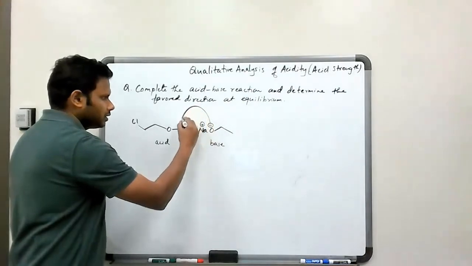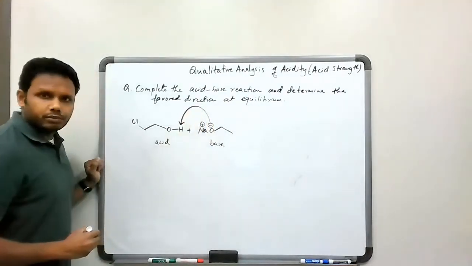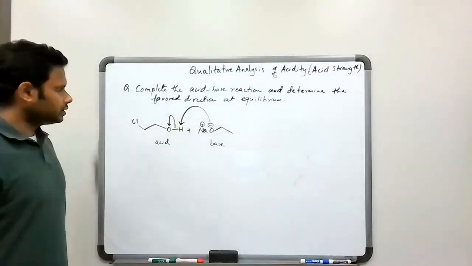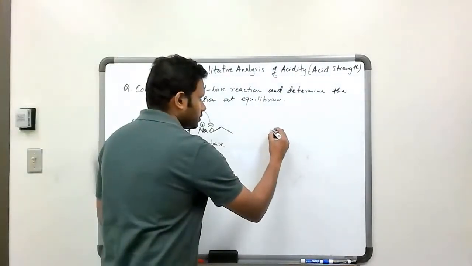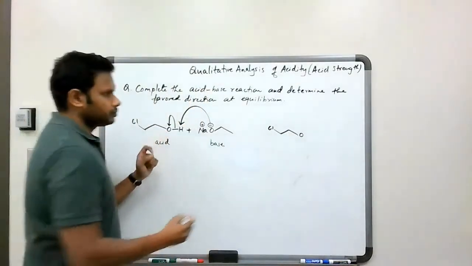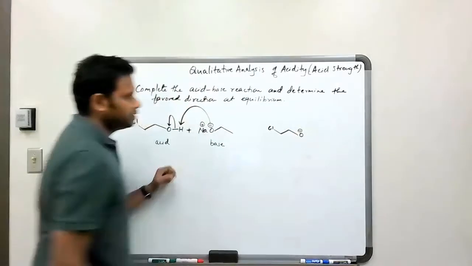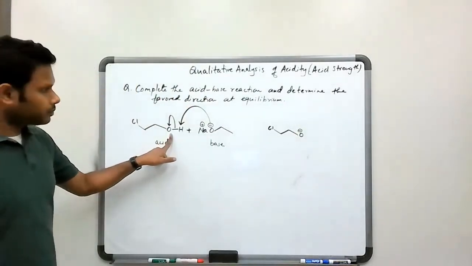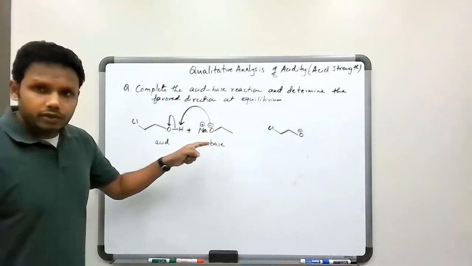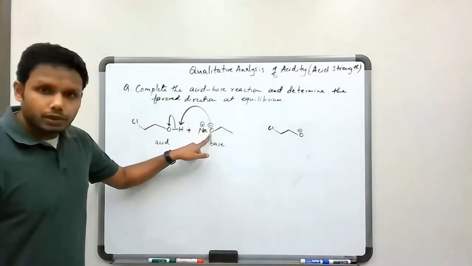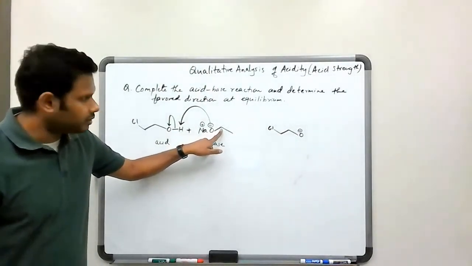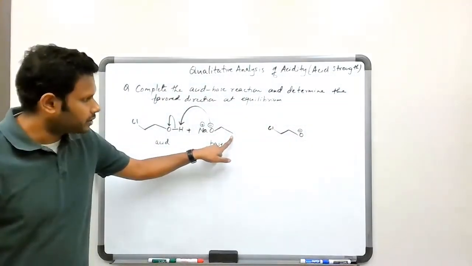The base abstracts the proton. Electrons here get pushed to the oxygen. And so I can draw whatever the resulting structure is. So I'm going to get O minus on that oxygen now. And then this part here, the base. Now, what's important to remember here is the base is not just this oxygen. The oxygen here is connected to that carbon, and that carbon is connected to that carbon, the other carbon.